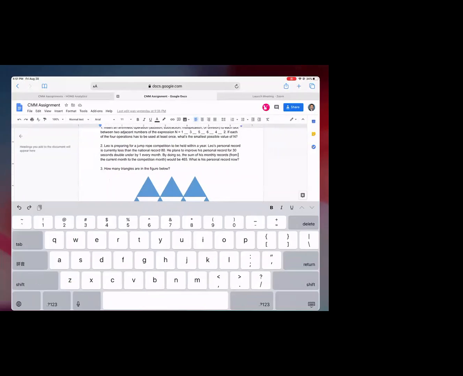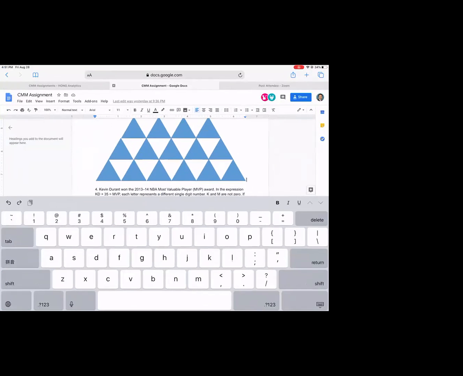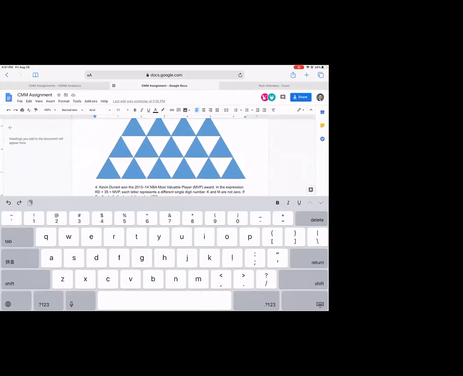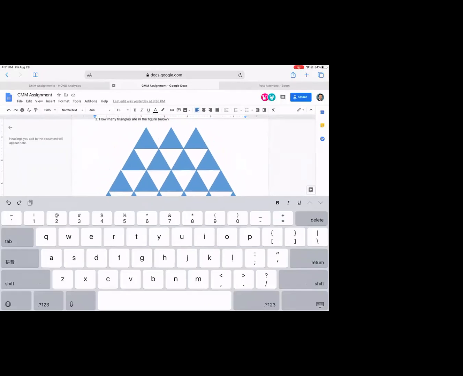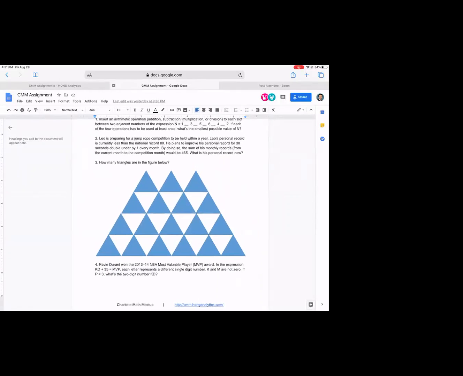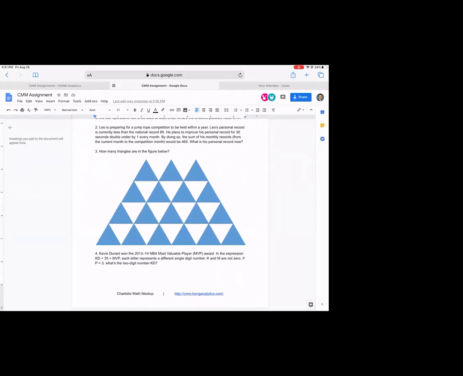Oh, counting triangles. Okay, how many triangles are here? Okay, let me redraw this. I just want to show people this picture. Sophia, why don't you talk about it? How did you get 52? Well, I counted all the separate triangles that have 1, and then I counted the triangles that have 3.